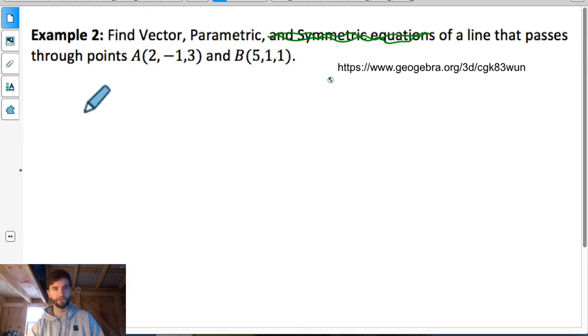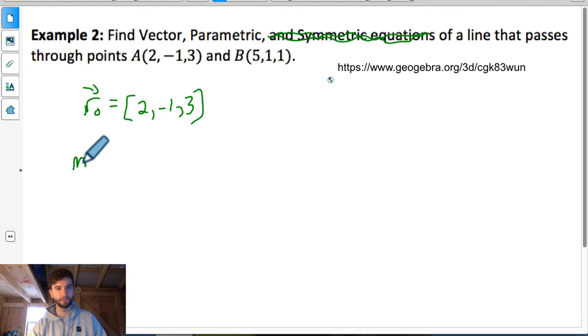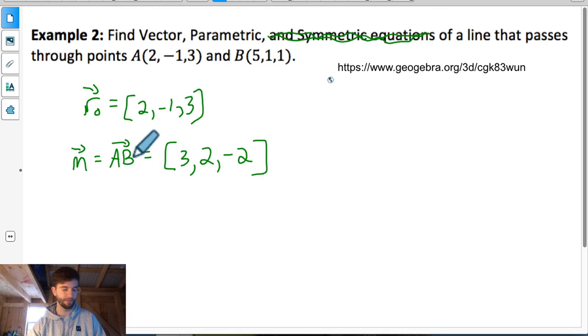So our position vector, we call R0, has to point to a point on the line, so we'll make it the vector 2, negative 1, 3. But it could have been 5, 1, 1, doesn't matter. And the direction vector, we can make it vector AB or BA. I'll do AB this time. So when I find that vector, do tip minus tail. So the components of B minus the components of A. So 5 minus 2 is 3. Now do the y coordinates. 1 minus negative 1 is 2. And the z coordinates. 1 minus 3 is negative 2. So that's a direction vector.